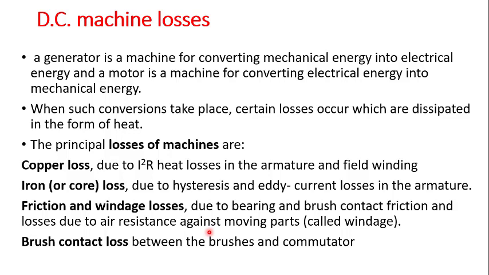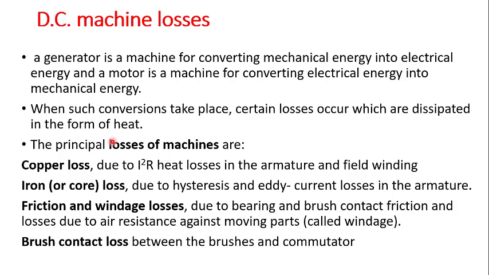So what are the various losses in the generator that will not make the generator 100% efficient? There are so many types of losses in an electrical machine. A generator is a machine for converting mechanical energy into electrical energy, and a motor is a machine for converting electrical energy into mechanical energy. I've already explained this. When such conversion takes place, certain losses occur within, which are dissipated in the form of heat. So if you input a particular mechanical energy and you don't get the exact amount of energy as your output, there will be some losses.